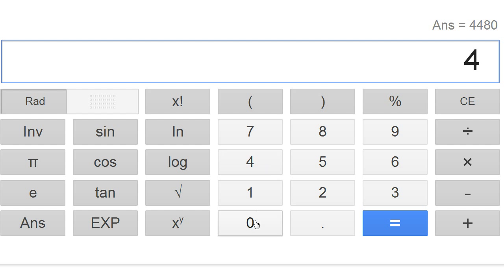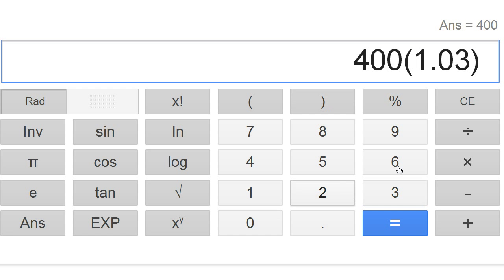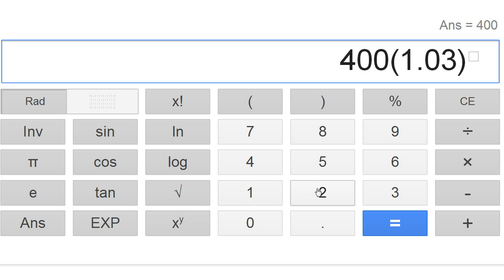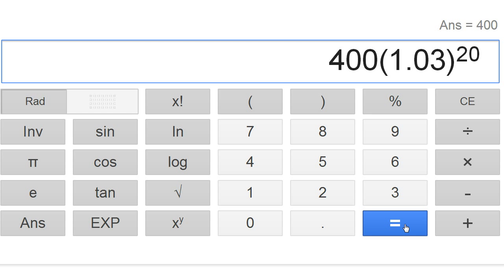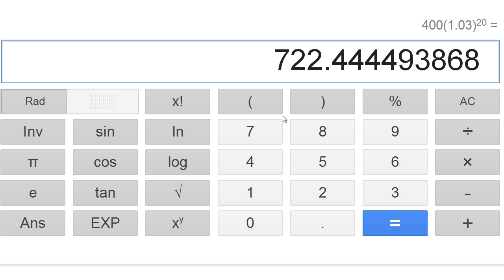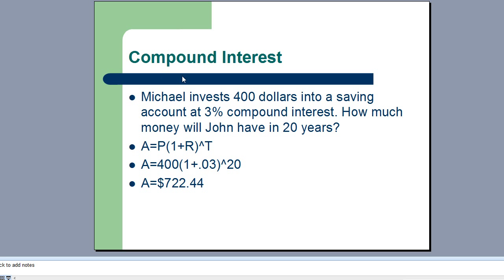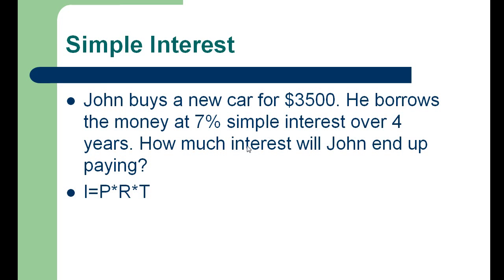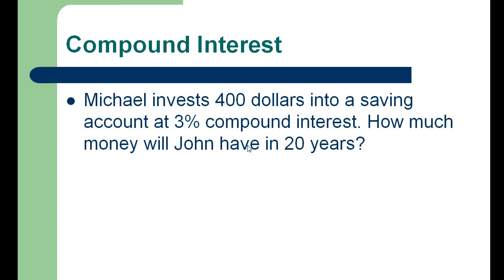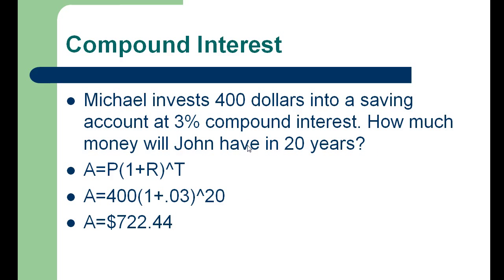Let's go ahead and put this into a calculator. 400, parentheses, 1 plus 0.03, close parentheses, to the power of, that's this button right here, x to the y, 20, that's how many years we have, gives us $722.44. If you're calculating that at home, that's what you should have gotten there.